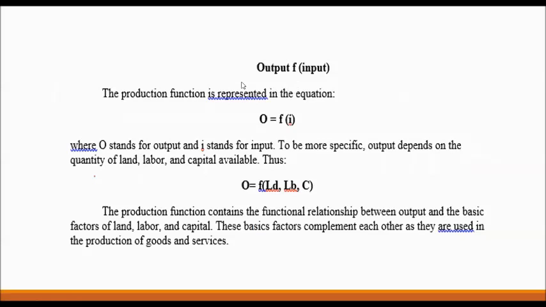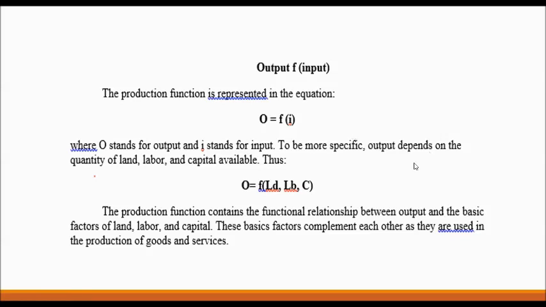Here, the production function is represented in the equation wherein the output is equal to the function of the input, where O stands for the output and I stands for the input. So to be more specific, output depends on the quantity of the land, labor, and capital available.